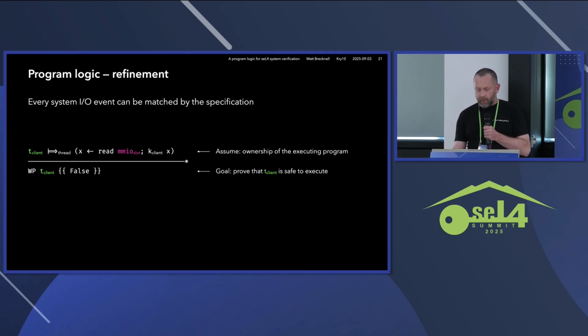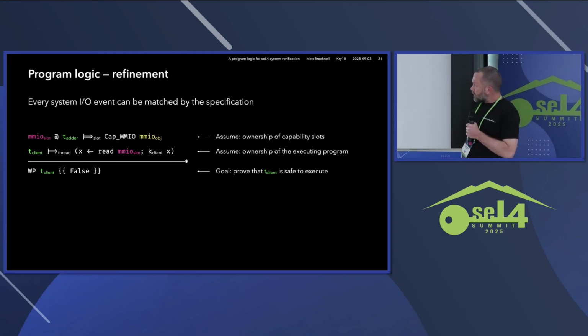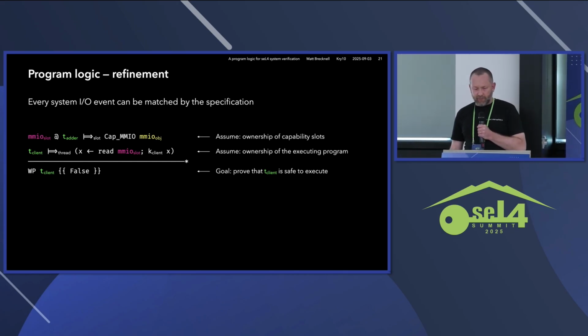Again, we need thread points-to assertion to say that we have the exclusive right to execute that thread and that we know what program it's executing. It wants to perform a read on an I/O port. So we need ownership of that slot, and that slot contains a cap to an MMIO object. Let's just pretend that exists for a minute.